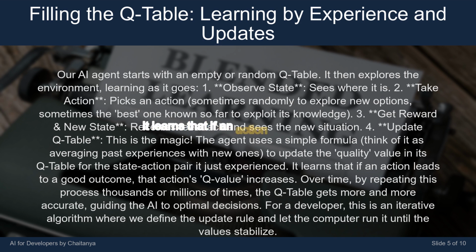It learns that if an action leads to a good outcome, that action's Q value increases over time. By repeating this process thousands or millions of times, the Q table gets more and more accurate, guiding the AI to optimal decisions. For a developer, this is an iterative algorithm where we define the update rule and let the computer run it until the values stabilize.